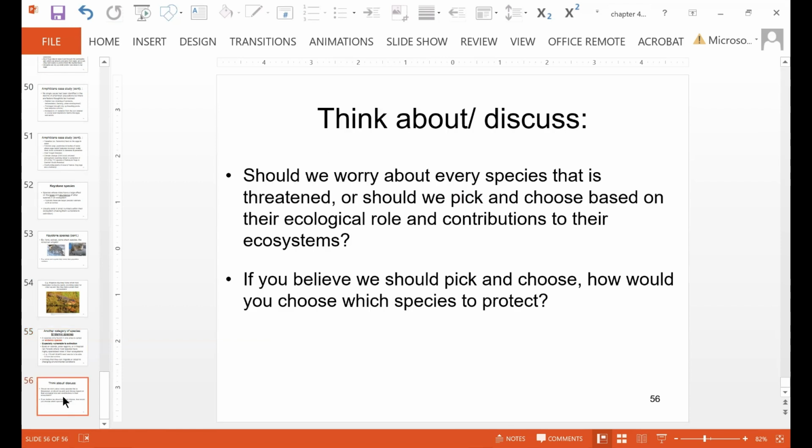Something to think about. Should we worry about every species that is threatened, or should we pick and choose based on their ecological role and contributions to their ecosystems? If you believe that we should pick and choose, how would you choose which species to protect?